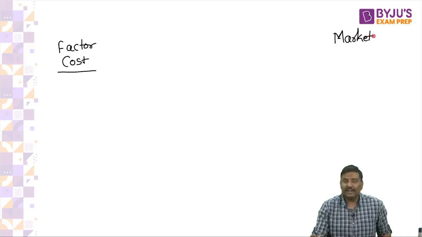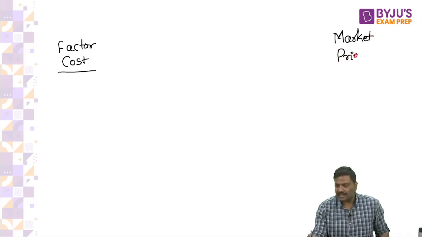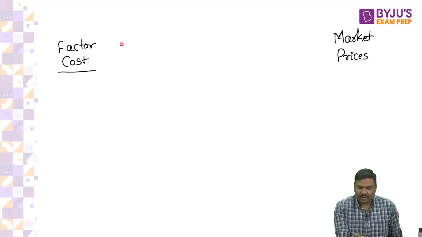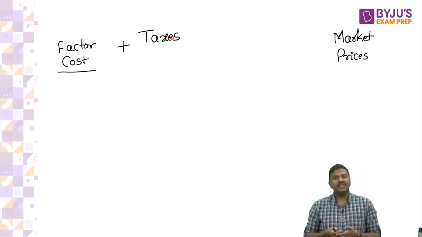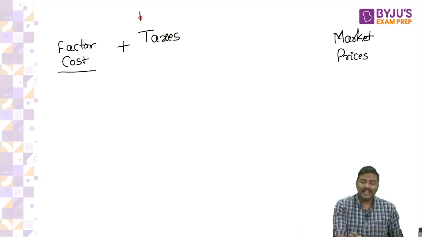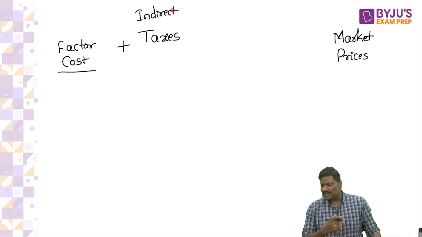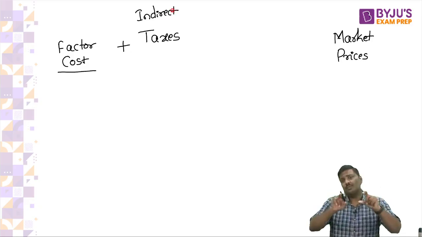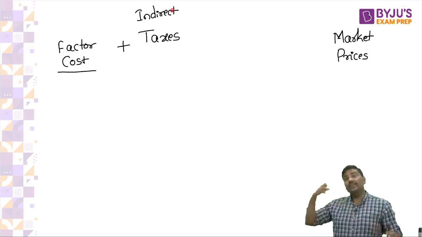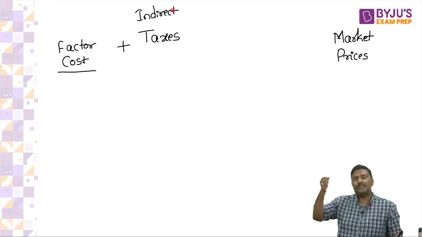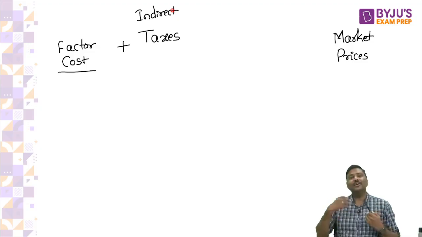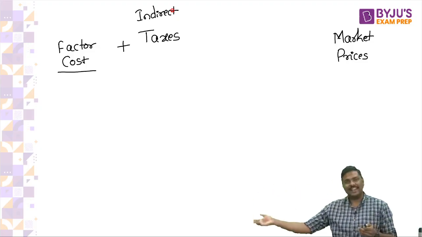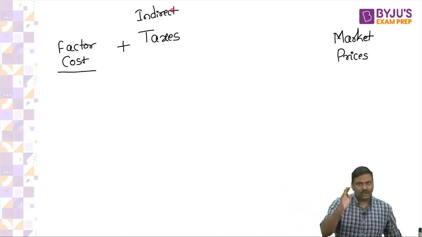And here is the market price. How do I calculate market prices using the factor cost? Let's start. To the factor cost, I will add taxes. Specifically, these are indirect taxes. Please do not worry about what is indirect, what is direct, etc. That is not the scope of discussion today. Sir, when will you discuss indirect taxes? There is a separate, very big chapter called taxation. I will tell you what is a direct tax, what is an indirect tax.